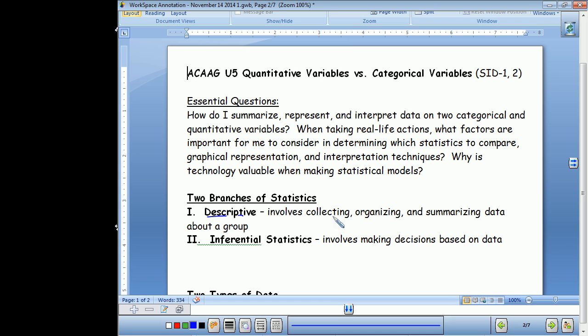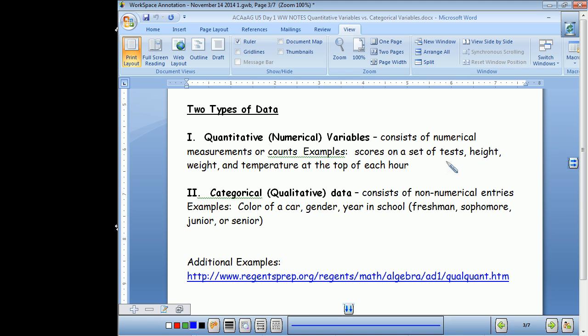All right, so we'll be collecting, organizing, and summarizing our data when we look at different groups. Inferential statistics is where we take that data and we make decisions based on that data. All right, two types of data that we could study. Quantitative, that's our numerical values, versus categorical, that's our qualitative. And have any of you ever talked about this in science? Yes. Yeah. So we're already familiar with these.